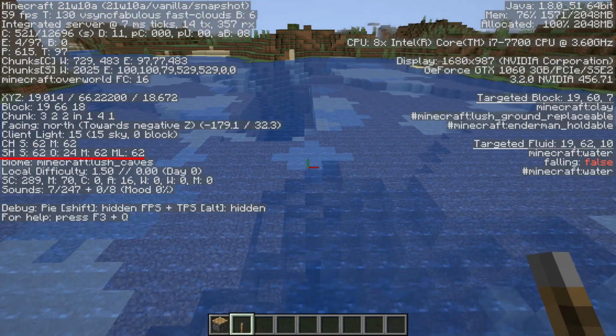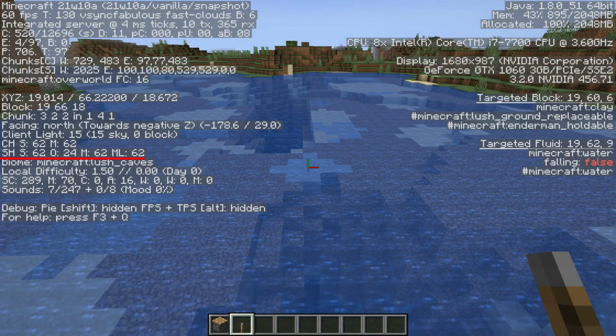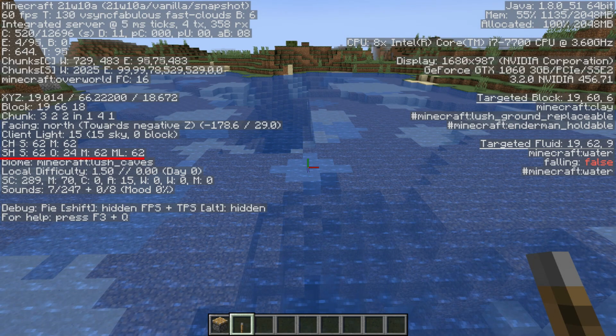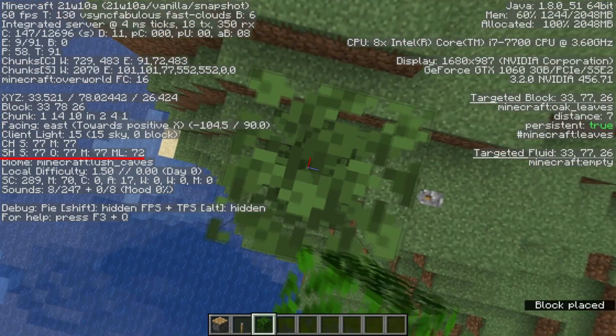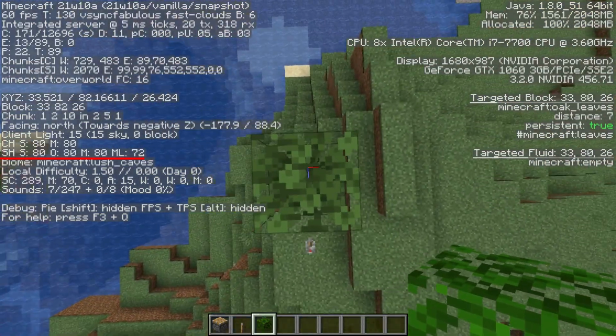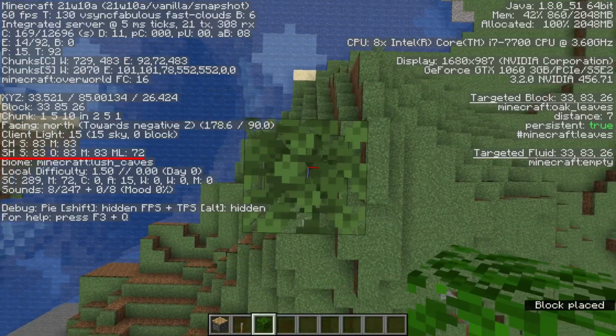And then ML is the Y coordinate of the highest block at this XZ coordinate that has a non-blocking motion material and is not leaves. So if we tower up with some leaves, you will see that all the coordinates change except for the ML one, because it ignores leaves.